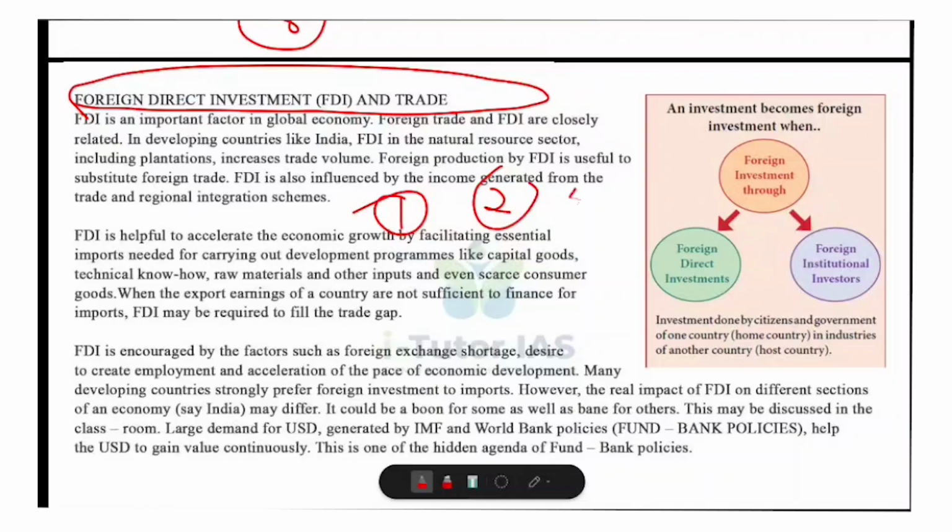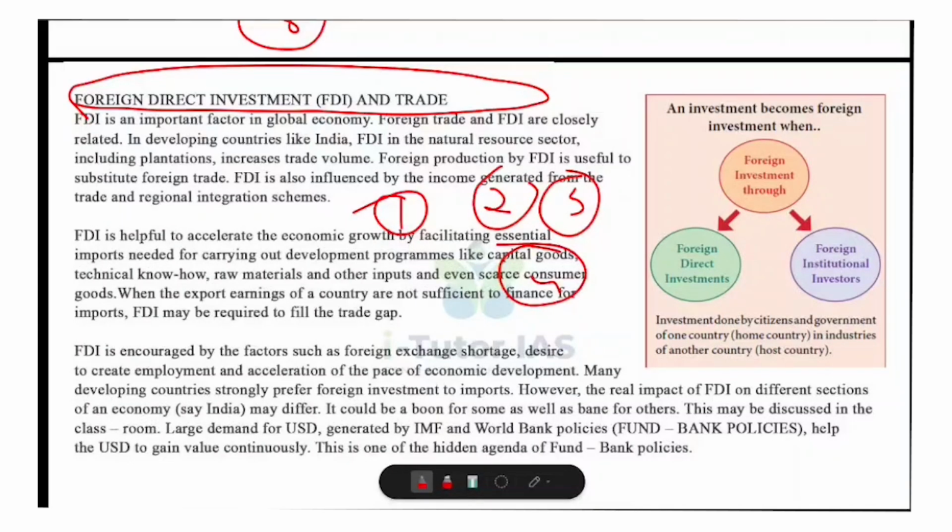And the third one, FDI is influenced by trade income and regional integration. Countries with higher export earnings attract more FDI because investors see profitable opportunities. Regional trade agreements like ASEAN or the EU all encourage FDI. And also, FDI supports economic growth.